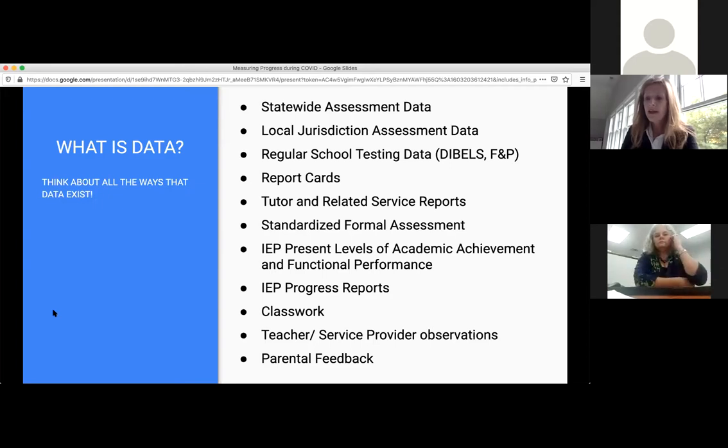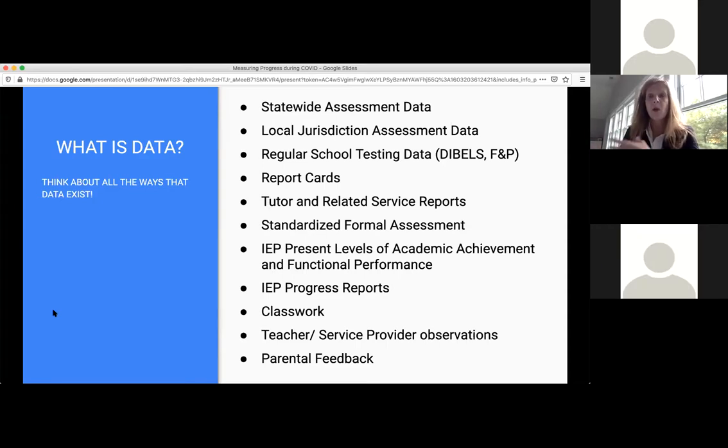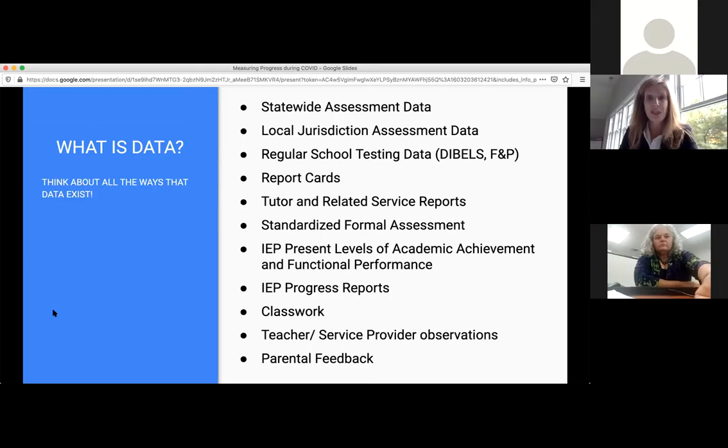Regular school testing data, these are things like the DIBELS, your Dynamic Indicators of Basic Early Literacy, or your Fountas and Pinnell. This is when you have a letter or a number that's attached to a reading level. You may be familiar with something called the iReady, which is a computerized adaptive program. If your school is using something like iReady, you may want to ask if there's a parent portal or a professional portal that you can access, because you might have the ability to create some really interesting graphs that will track how your child is doing over time by using that parent portal.